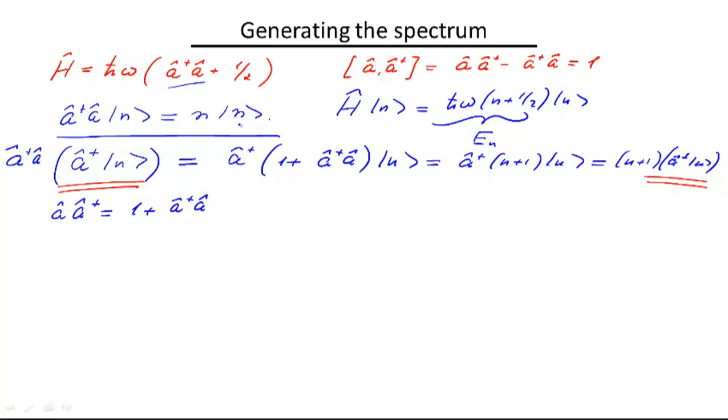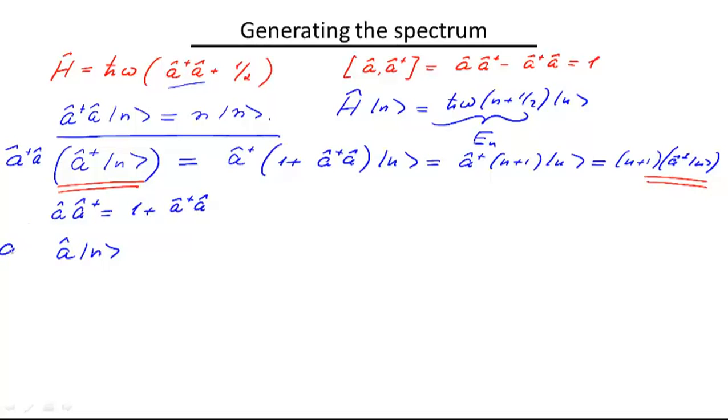We can prove that if n is indeed an eigenfunction of the Hamiltonian, then the action of the annihilation operator on n, so this function, is also an eigenfunction of the Hamiltonian. But it is an eigenfunction with a smaller energy, which sort of justifies the terminology of this being called an annihilation operator.